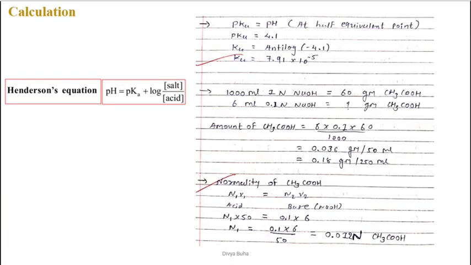Once that is done, we have to do the calculation in order to determine the dissociation constant of the acetic acid. Now you all might be knowing what is Henderson's equation, that is pH equals pK plus log salt upon acid. So carefully look into this equation and think about when pH would be equal to pK. pH would be equal to pK when this term, log salt upon acid, would be equal to 0. Now think about when this term would be 0.